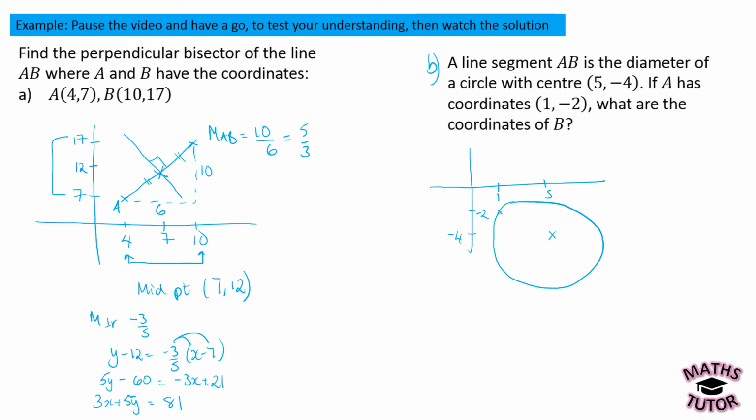What is the coordinate of B, which would be the other side of the circle, so that this is the diameter? So all we need to do is think, how do we get to the centre, because you'd be doing that journey again to get to the other side. So I can see I've gone down 2 and along between 1 and 5, 4. So I'm already at the centre, (5, -4). I need to go down another 2 and along another 4. So B will be the coordinate: horizontally, another 4 on from 5 is 9, and vertically, another 2 down from minus 4 will be minus 6.